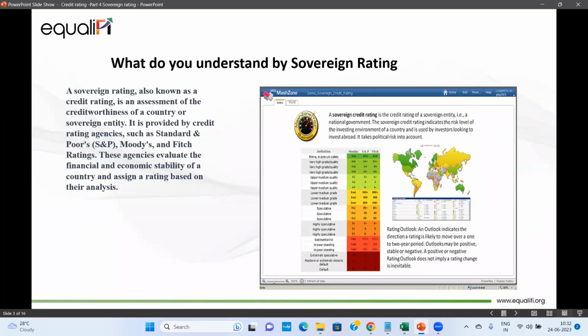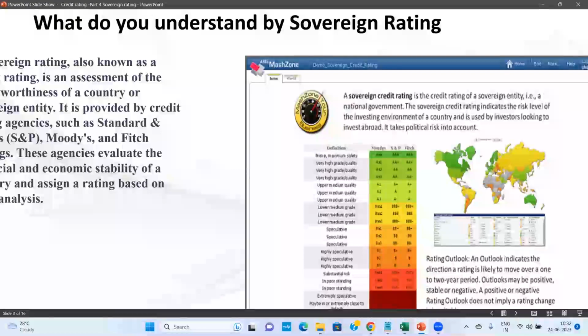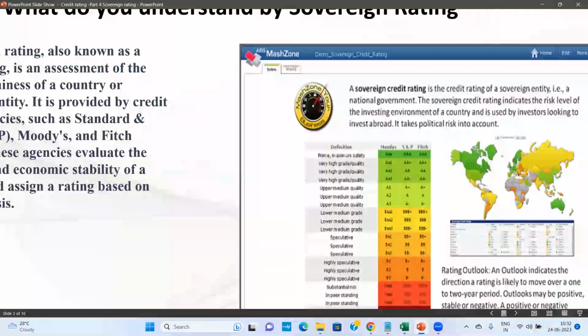I can try to zoom a bit so that you guys can see. These are the typical sovereign credit rating scales.